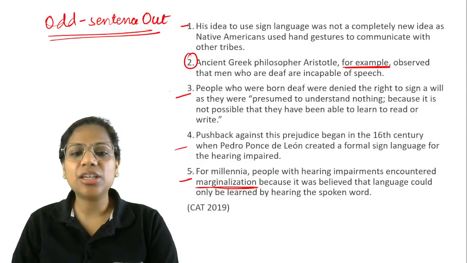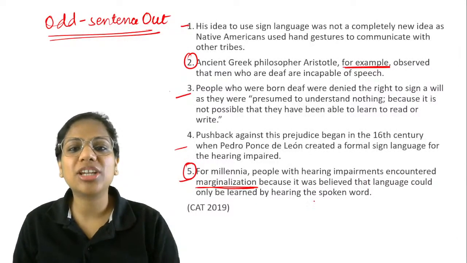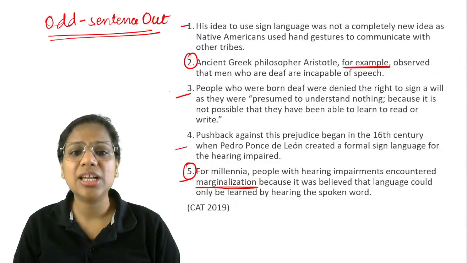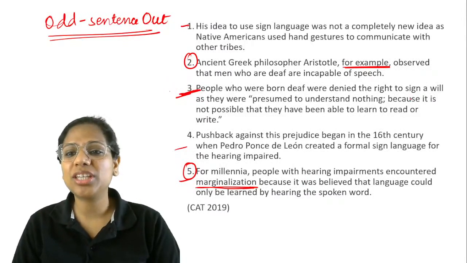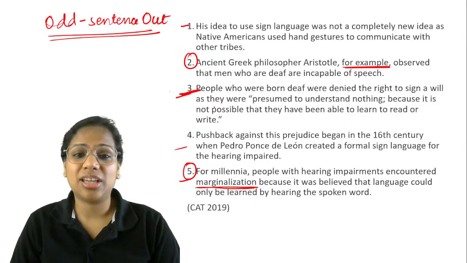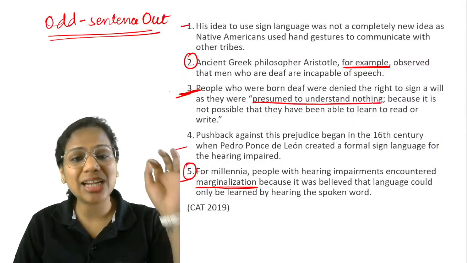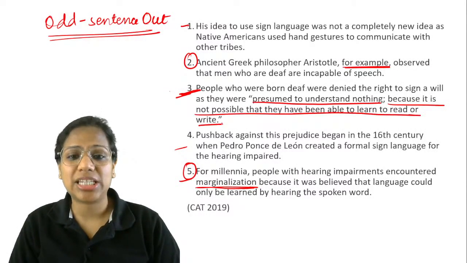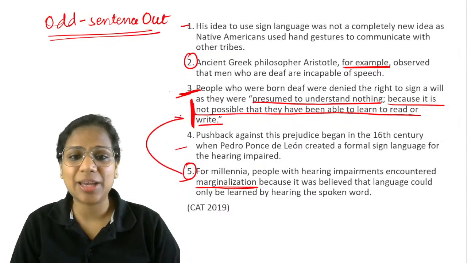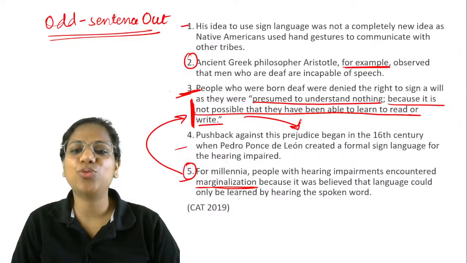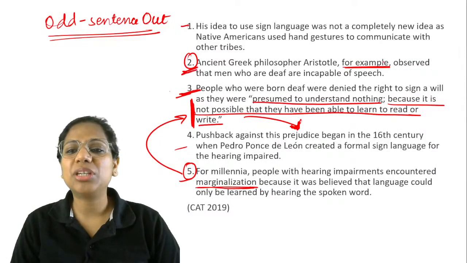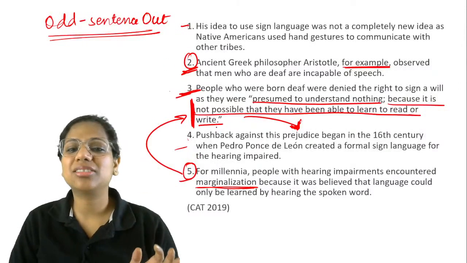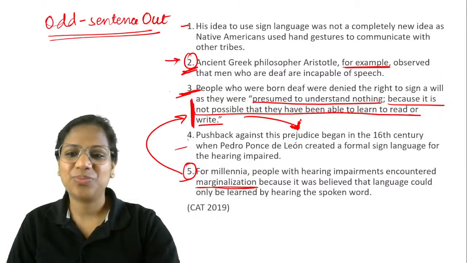The thing is that, if I introduce the idea of marginalization here, I haven't elaborated it yet. What sort of marginalization did they face? That has been explained in 3 only: that they were denied the right to sign a will as they were presumed to understand nothing. That was the marginalization that they faced, because it is not possible that they have been able to learn to read or write. So this is the prejudice against them, and therefore this relates very directly to 4. 2 is a mere example. I first have to state what the marginalization was, and then 4 and 1 make a very clear cut pair. So it is 2 that is out of place here.